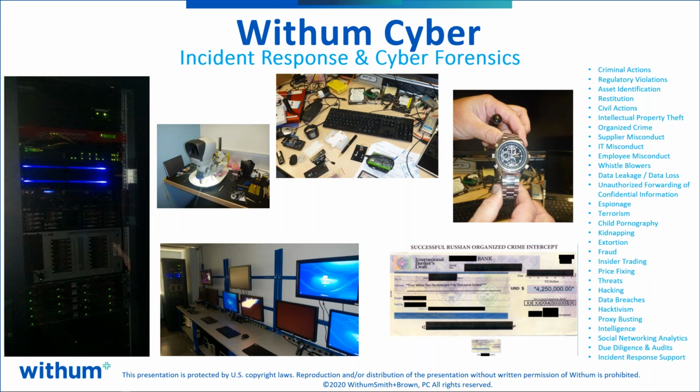But this is what gets the job done today, again, because it's about the bits and bytes. Some of the stuff here, on the bottom right-hand side, you see a successful Russian organized crime intercept. This happened within minutes. We're able to infiltrate and get a $4.2 million check being brokered online that was stolen from a major financial institution.